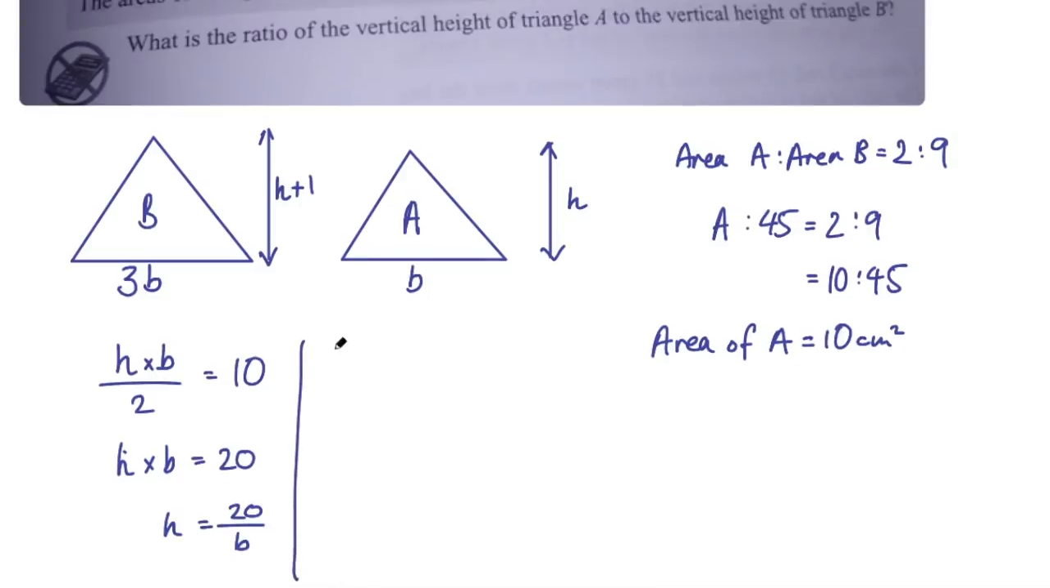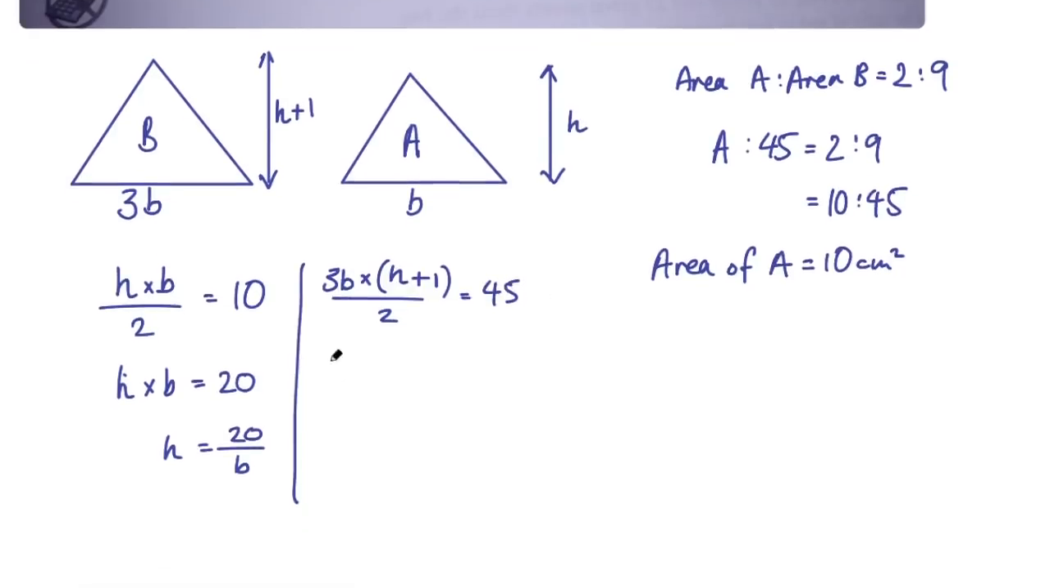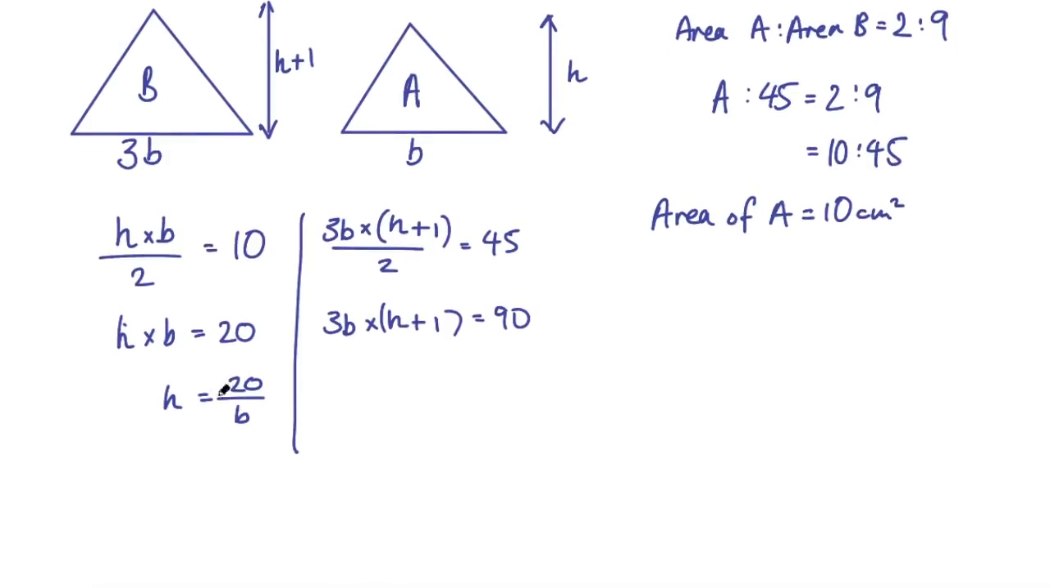Next, we can also say that the base of B, which is 3b, times the height, which is h plus 1, divided by 2 equals 45. And so then we can say 3b times h plus 1 equals 90, multiplying by 2. And then we can substitute this value for h into this equation and we can solve for b. So we can find the base of A.